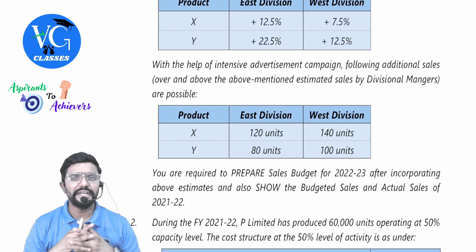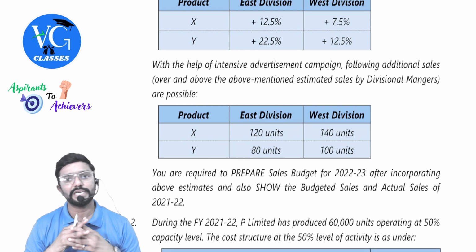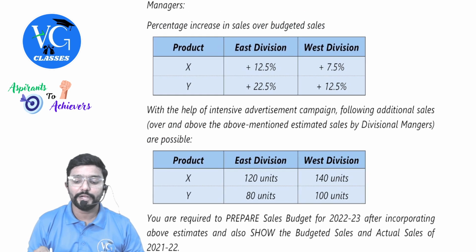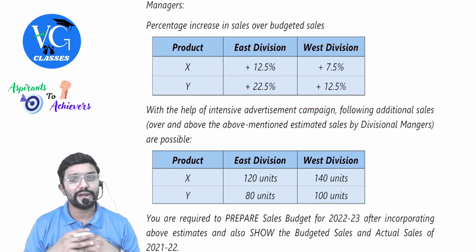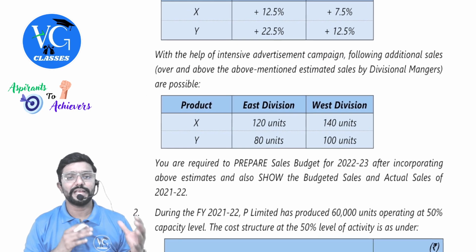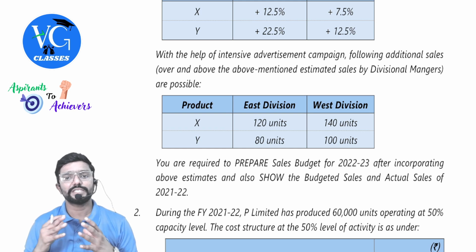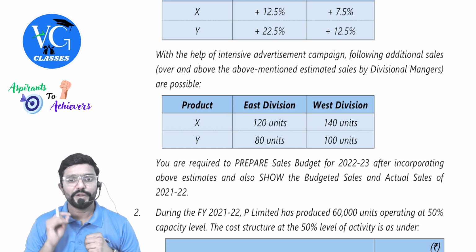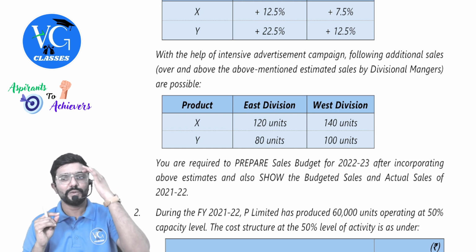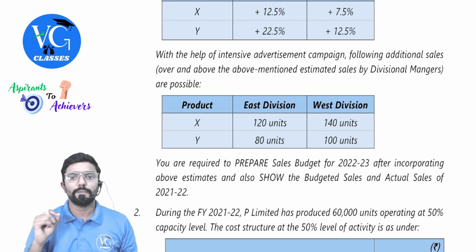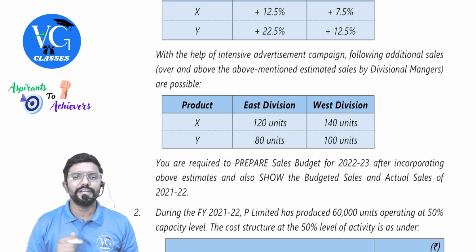Okay. With the help of an intensive advertisement campaign, the following additional sales over and above the above-mentioned estimates by divisional managers are possible. Means over and above this increase, if you do this advertisement campaign, you can still further increase it. By how much? East division X 120, Y 80. West division X 140 and Y 100. Okay, sir. You are required to prepare the sales budget for 22-23 after incorporating the above estimates and also show the budgeted sales and actual sales of 21-22.